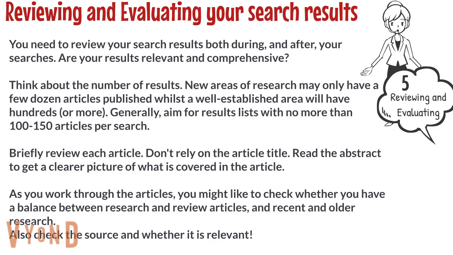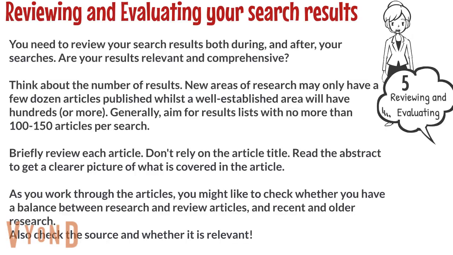Briefly review each article. Don't rely on the article title. Read the abstract to get a clearer picture of what is covered in the article. This will help you shortlist the articles that are most likely to be relevant. You will still need to read the full article for everything in your shortlist to determine whether you could use it or not, but you will have a smaller number to read in full.